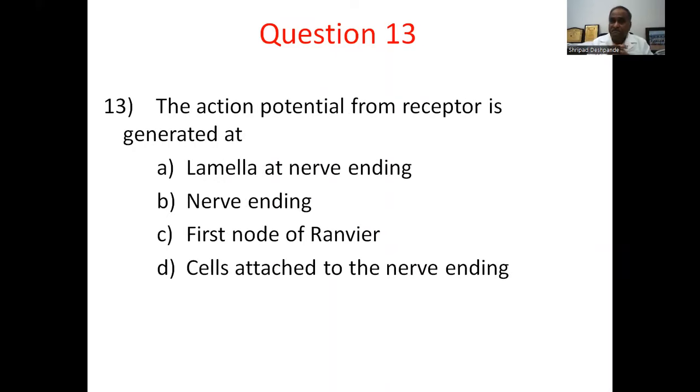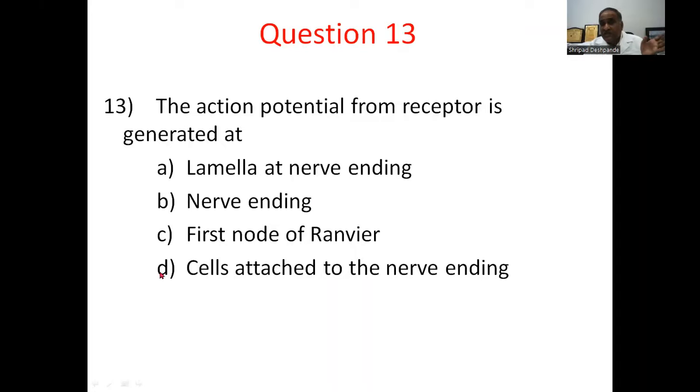Now, question number 13. The action potential from receptor is generated at option A, lamella at nerve ending, option B, nerve ending, option C, first node of Ranvier, option D, cells attached to nerve ending. See, the action potential is not generated in the lamella of the nerve ending. Okay, that means it's not correct. The nerve ending is not it, because the receptor is here and the nerve ending is on the other side, so option B is not a response.